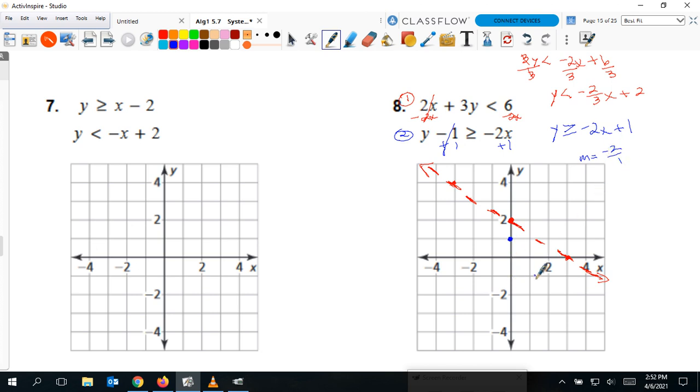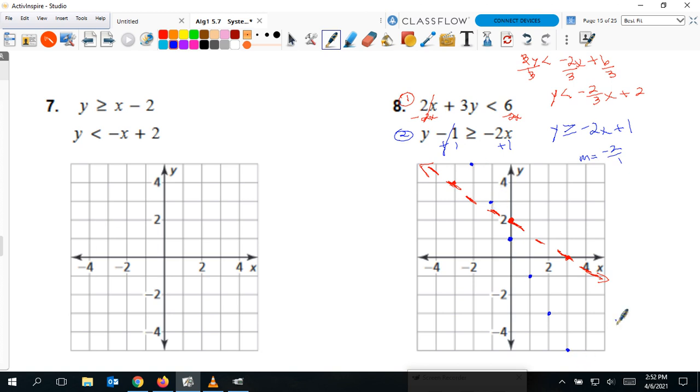Down 2 and right 1. We can do it again, down 2, right 1. I can keep going as long as I want to, the whole window through. I can go the opposite direction, up 2 and right 1. Or left 1, sorry. Up 2 and left 1. See, all the points will line up that way.